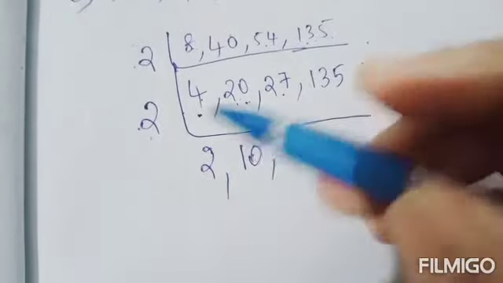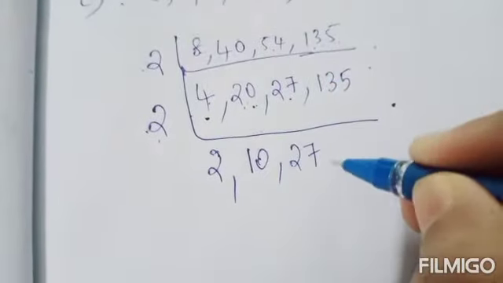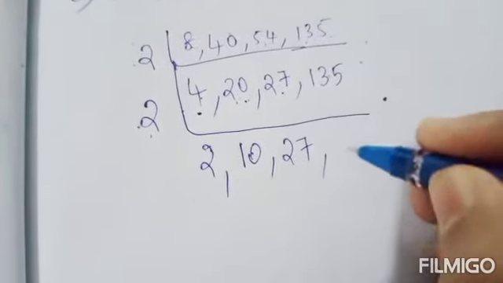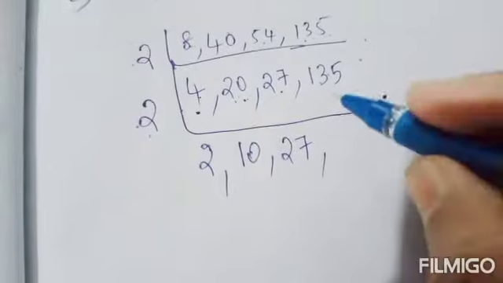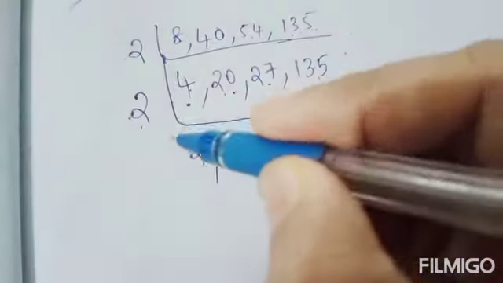27 is not divisible by 2, so write 27 as it is. Now 135 is also not divisible by 2, so write down 135 as it is.